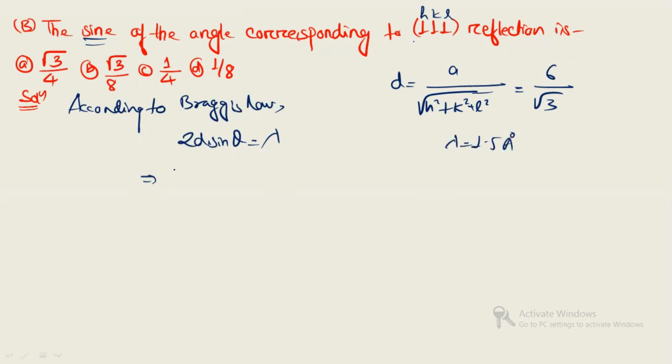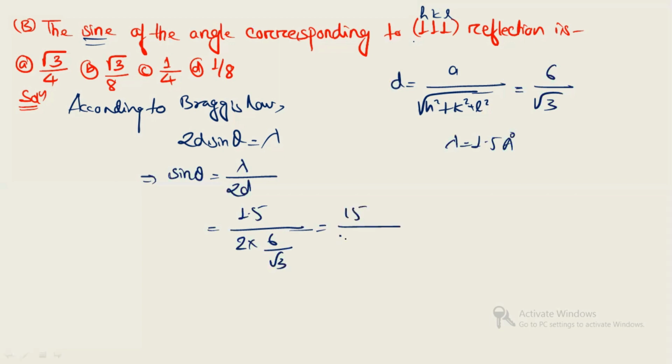So from here, sin theta equals what? Lambda by 2d. So lambda is 1.5 divided by 2, and your d is 6 by √3. I'm writing 1.5 as 15 by 10, and 2 into 3 in the denominator, with √3 in the numerator. So 5 3s are, 5 2s are. This 3 will cancel this 3, and you will have √3 by 8. Done. So the correct option is option B.